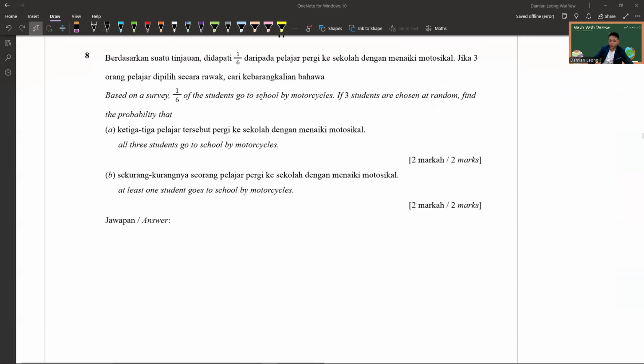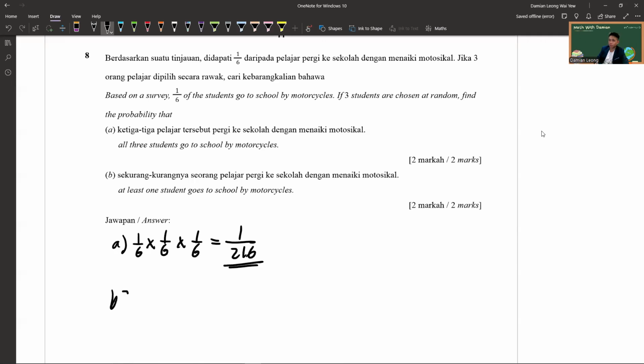Then we look at question 8. Based on the survey, 1 over 6 of students go to school by motorcycle. If 3 students are chosen at random, find the probability that all 3 students go to school by motorcycle. Okay, so this should be independent probability. So no matter what, it's 1 over 6 times 1 over 6 times 1 over 6, which is 1 over 216.